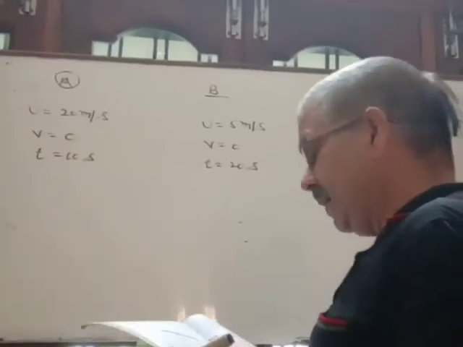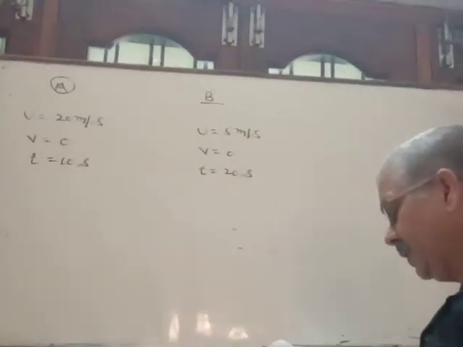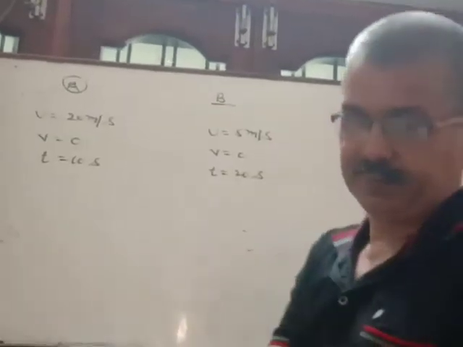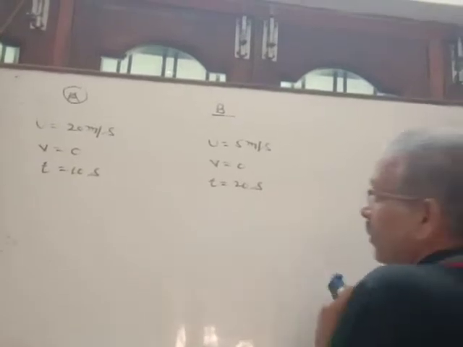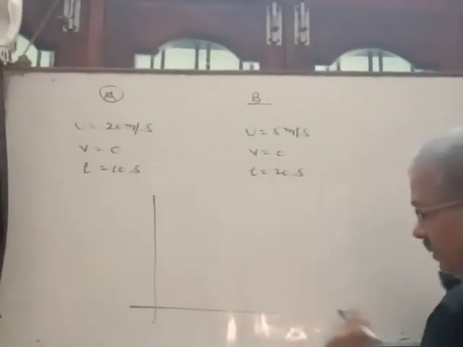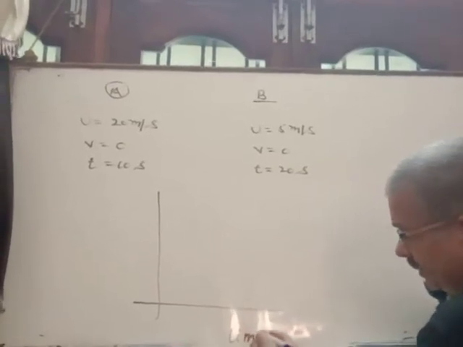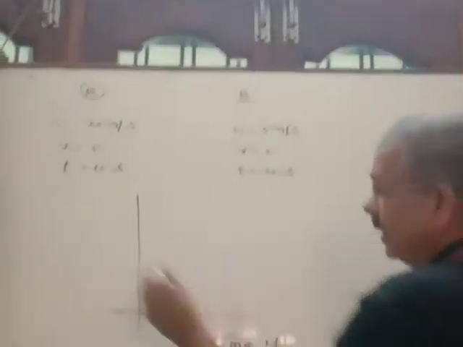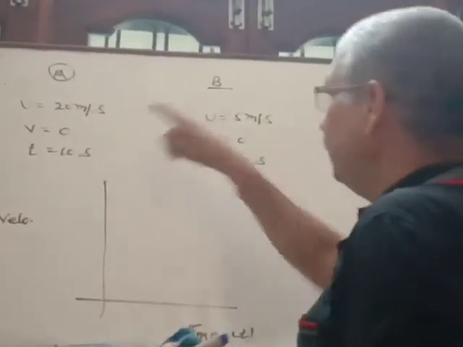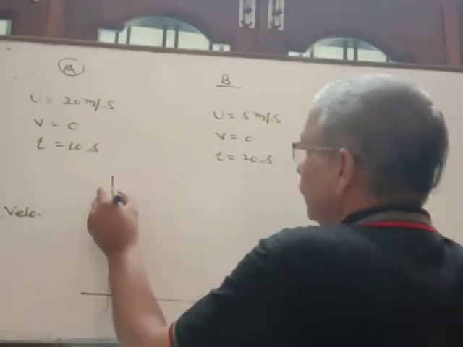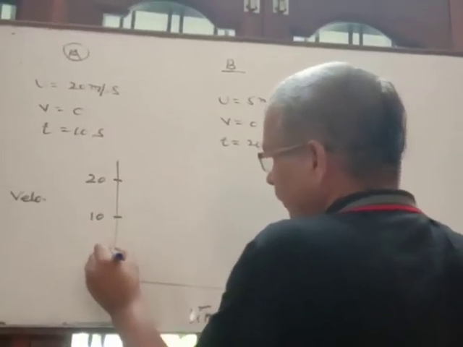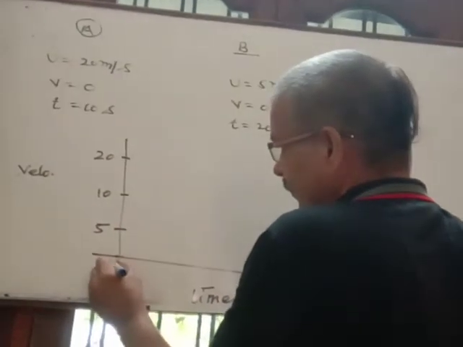Plot speed time graph for the two motorcyclists. Which of the two motorcycles travels further before it comes to rest? Distance traveled. So draw the graph for A and B. Suppose here it is time t and here velocity. Initial velocity, suppose it is 20, here it is 10, suppose it is 5, it is 0.